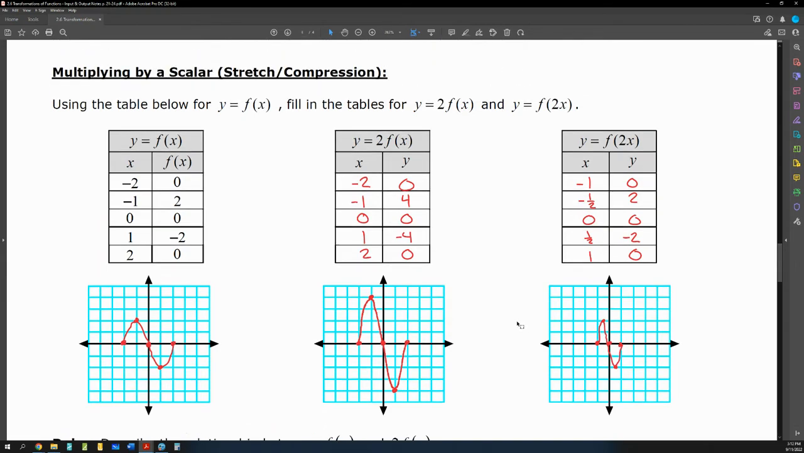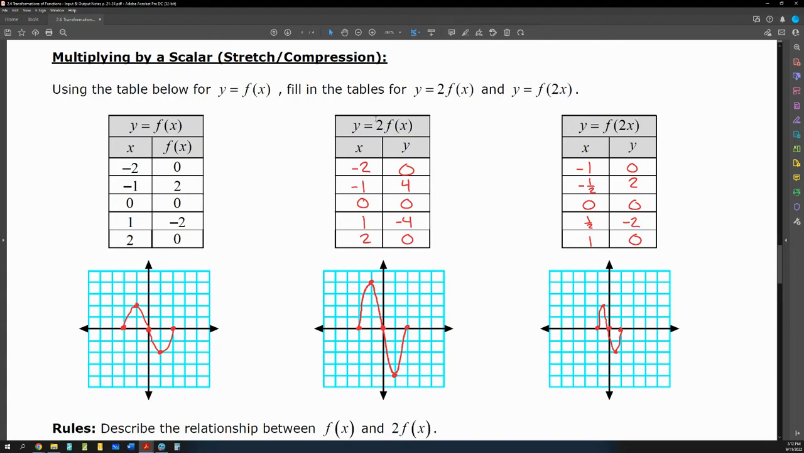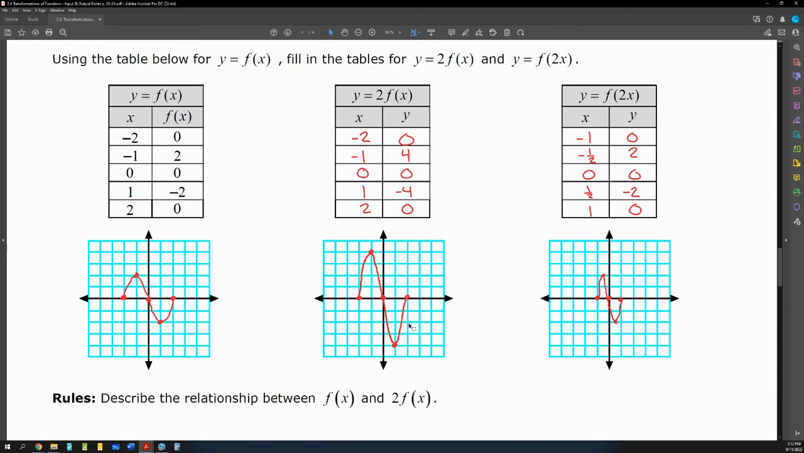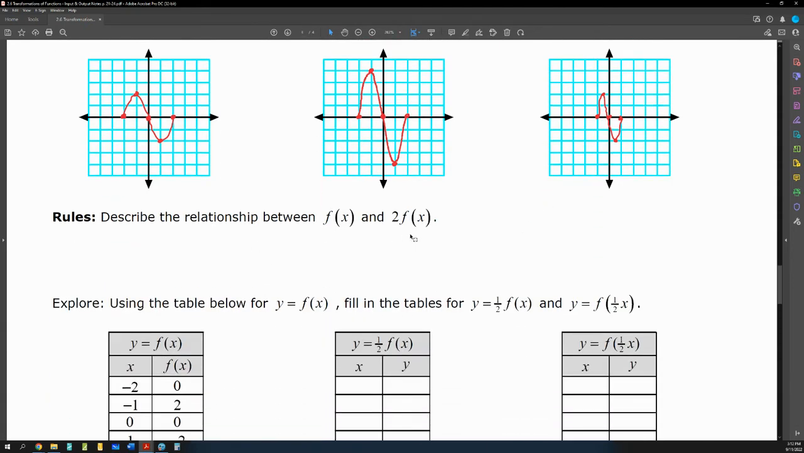Okay. So when multiplying by a scalar, when we multiply the function output by a number greater than 1, we're looking at a vertical stretch by a factor of that coefficient. And when we multiply the input by a number greater than 1, we're looking at a horizontal compression by the factor of its reciprocal. So the relationship between f of x and 2f of x is that 2f of x is f of x stretched vertically by a factor of 2.